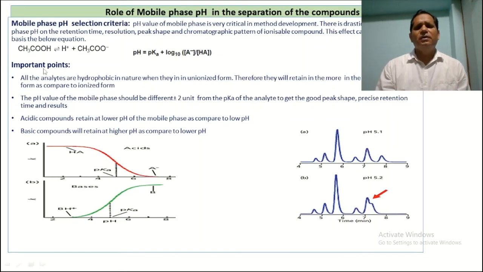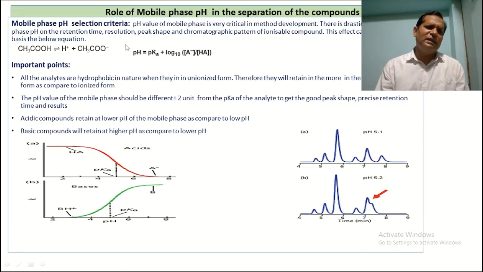Next is the role of the mobile phase pH in the separation of the compound. We have to select the mobile phase pH in such a way that it is plus or minus 2 units away from the pKa value of the compound. If the compound's pKa value and the mobile phase pH are matching, then we can observe RT variation or area variation of the compound. So to finalize the mobile phase pH, we should be very careful. It should be plus or minus 2 units from the pKa value of the compound.